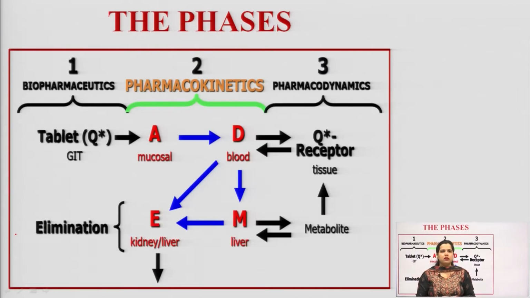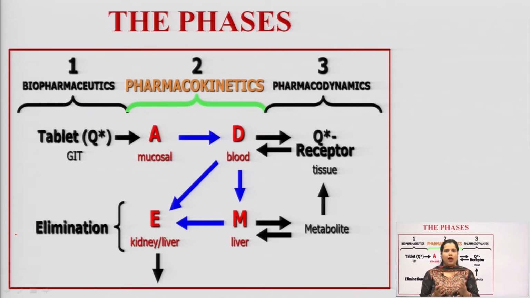The phases, as you can see in the picture, are first biopharmaceutics, then pharmacokinetics, and then pharmacodynamics. All three terms are interlinked with each other, but are different in their functional manner. Biopharmaceutics means the patient related factors, the physicochemical factors of the drug, and the disease and the different body parameters are well studied in the biopharmaceutics part.